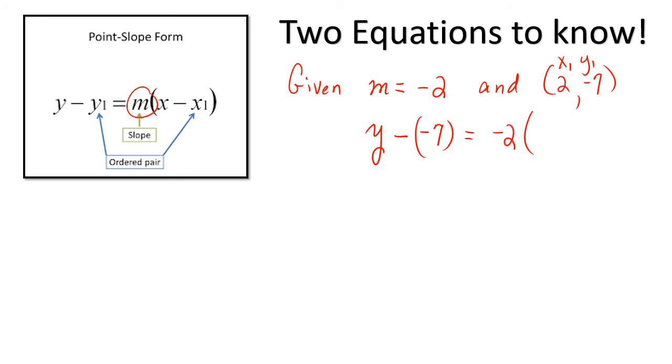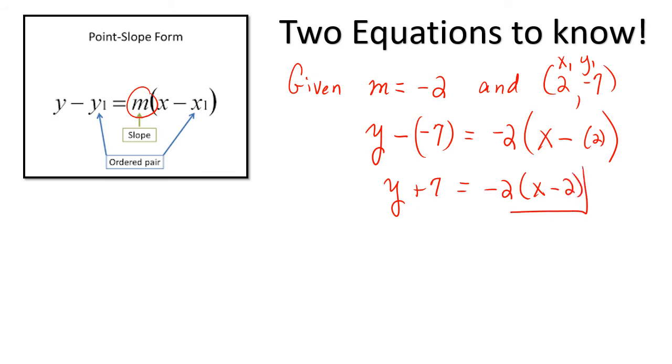Substitute that in. And then I have x minus x1, which is a 2. Now you can simplify this a bit, and that would be y plus 7 equals -2 times x minus 2. This is the equation of a line given in point slope form.